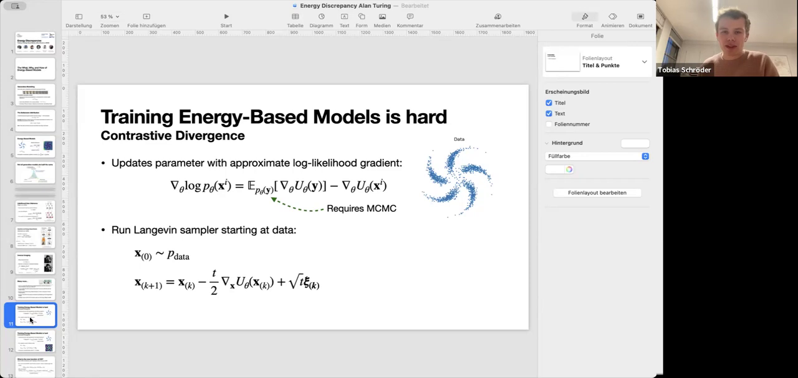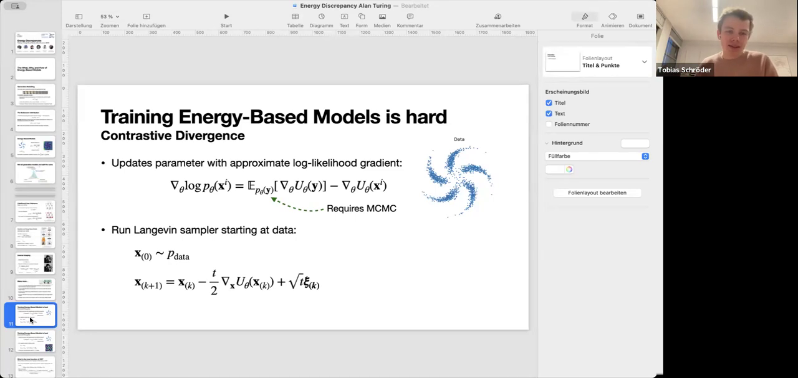And so to approximate this log likelihood gradient, we need to employ Markov chain Monte Carlo methods. For example, we need to run a Langevin sampling scheme starting at the data sample. So the sampler will essentially hallucinate states that have high likelihood according to your current energy-based model. And those will be treated as negative samples where the energy needs to be adjusted so that the energy of data points is basically pulled down, and then the energy of these hallucinated states is pulled up.